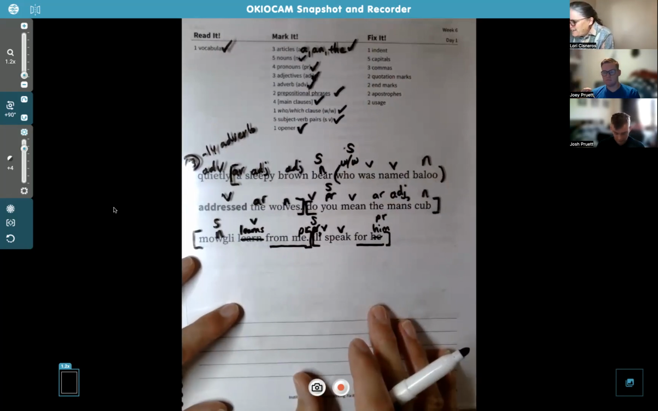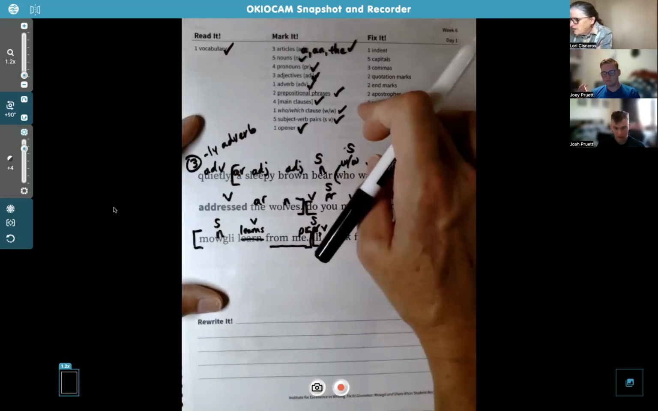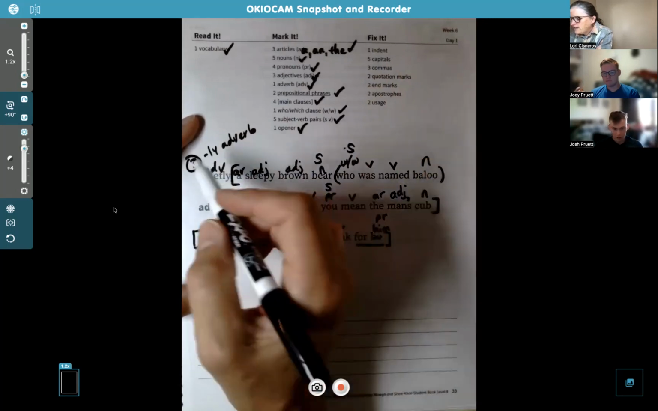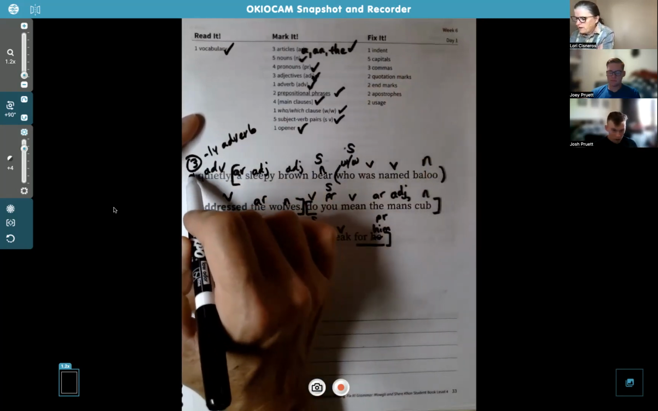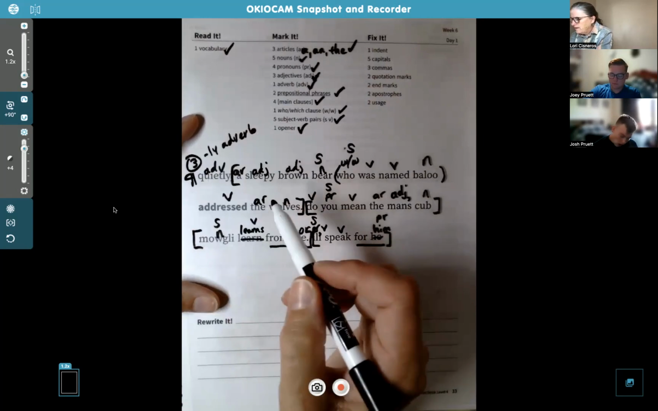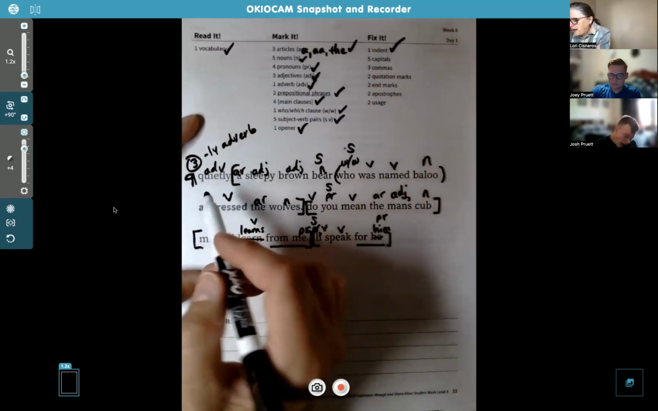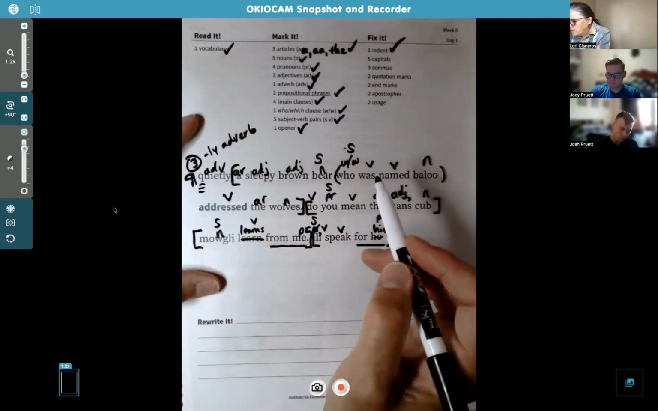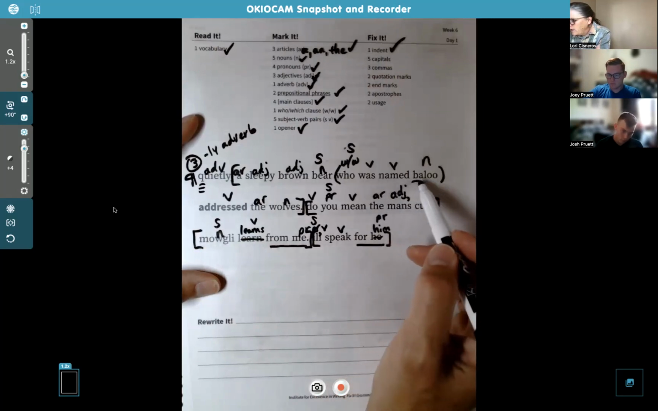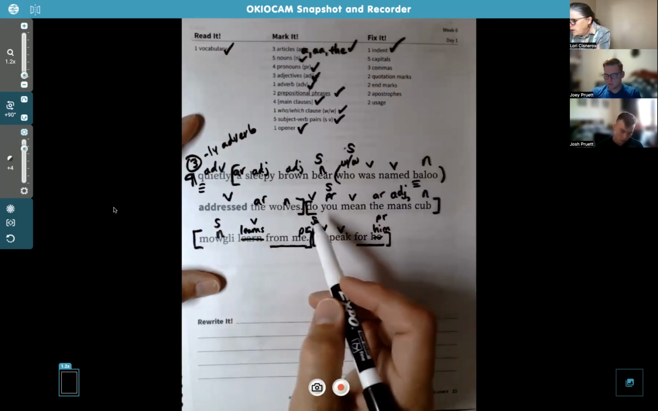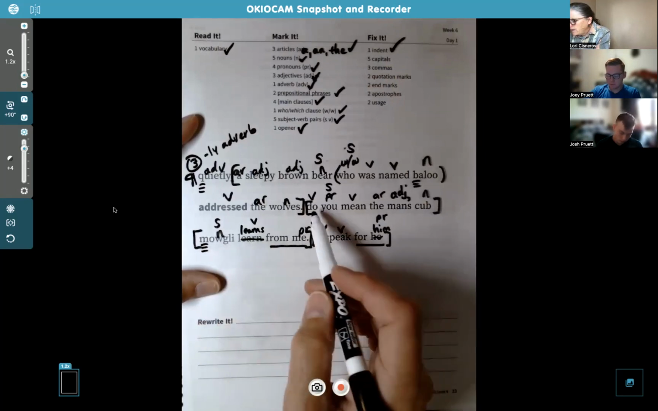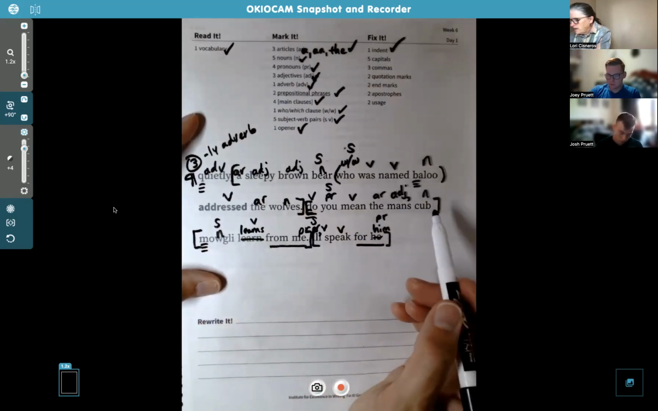All right, are we done? Did we finish? Nope. Oh, we just had this column right here. Okay, we need to indent. So put that weird looking backwards P shape there. And then a bunch of capitals. I bet you guys can find those. Baloo, Mowgli down here. Each beginning of a sentence.